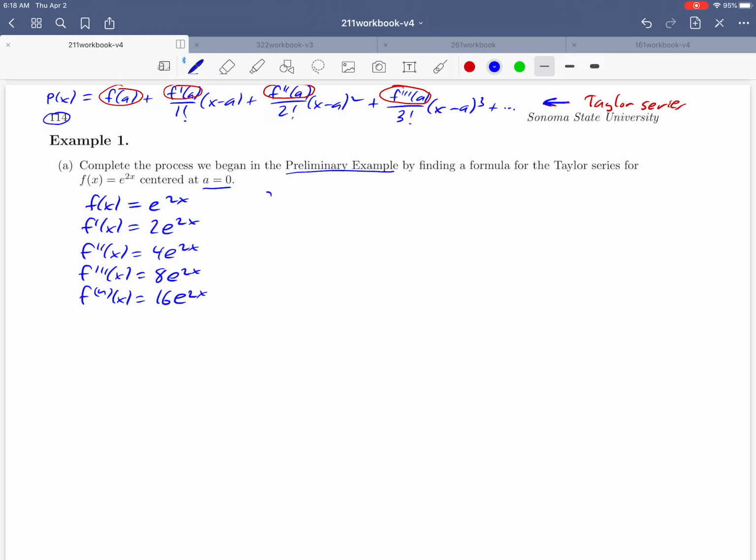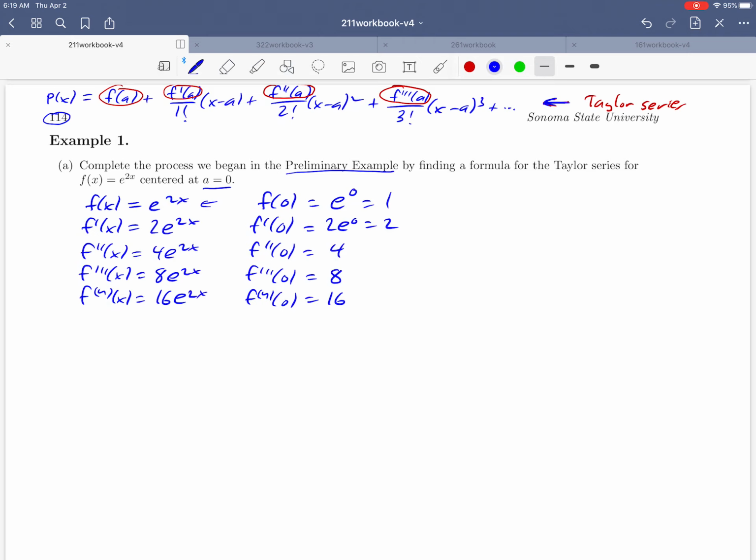So we're just going to take all of these functions and derivatives and just plug 0 in for all of our x's. Okay, and you might remember we did these same calculations back in the preliminary example. So f of 0, for example, we're going to take 0 and substitute it in to e to the 2x. So that's going to give us e to the 0, which is 1. And then f prime of 0 is going to be 2e to the 0, which is 2. And we'd just continue. We get the same list of numbers that we did before.